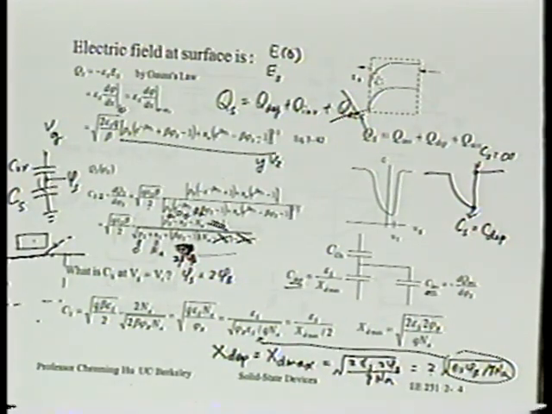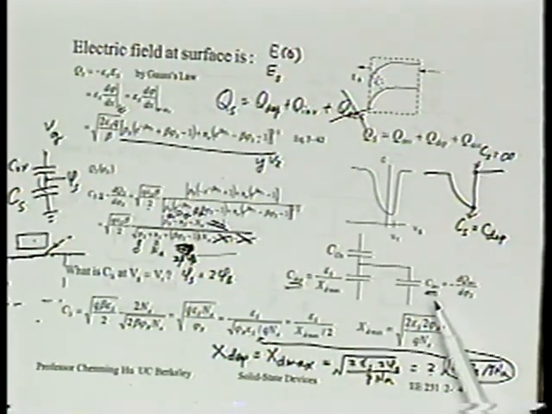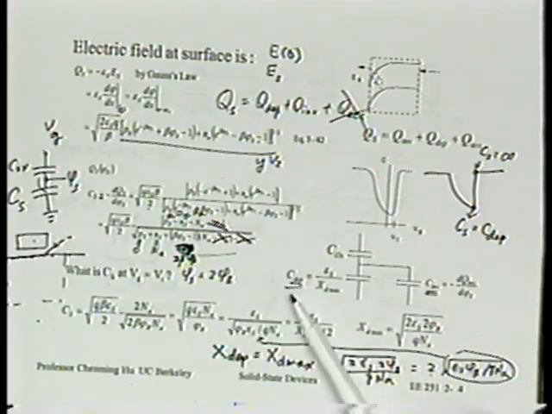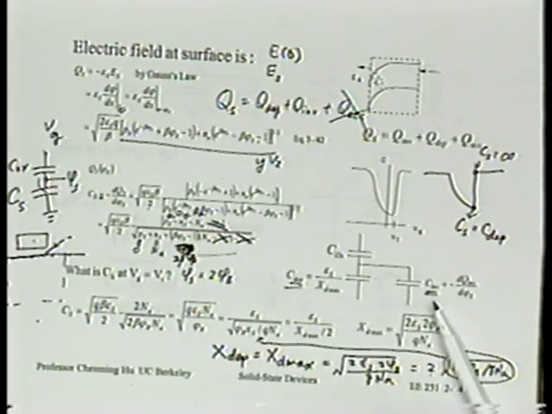Let me introduce a notation now. Let's just call this inversion layer capacitance. That's what I want to call this. Call this inversion charge capacitance or inversion layer capacitance, it doesn't matter. This is a new component of capacitance you should remember. It's in parallel with the depletion capacitance. It's called inversion layer capacitance.